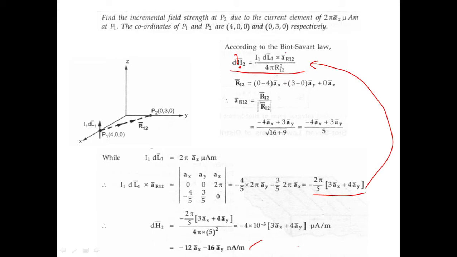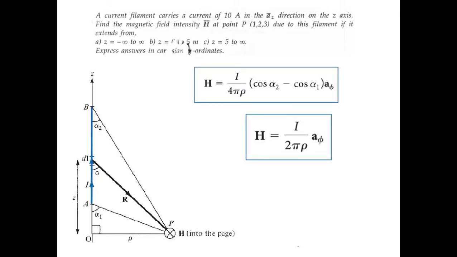Next problem I'm not solving. You have to solve it by yourself, right? This is based on the current element. This is based on magnetic field intensity due to line charge, right?